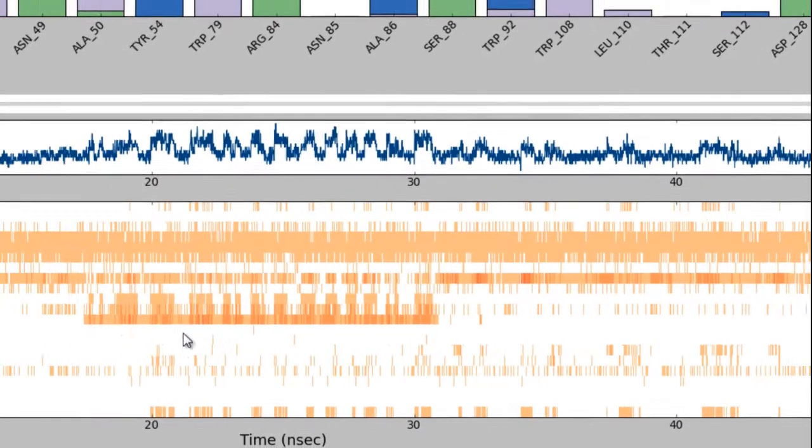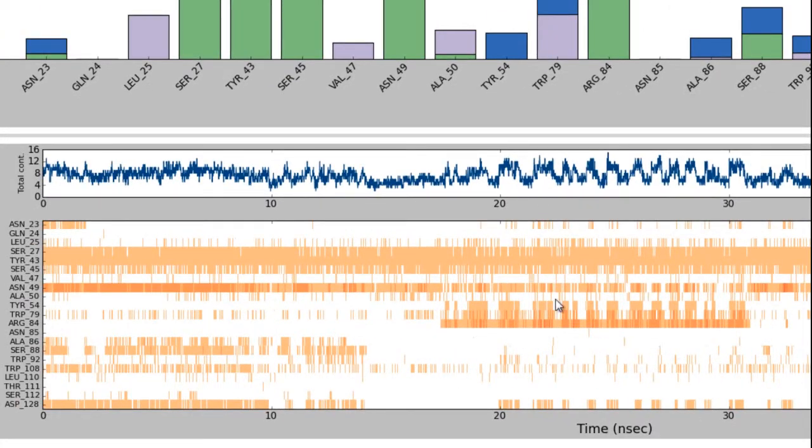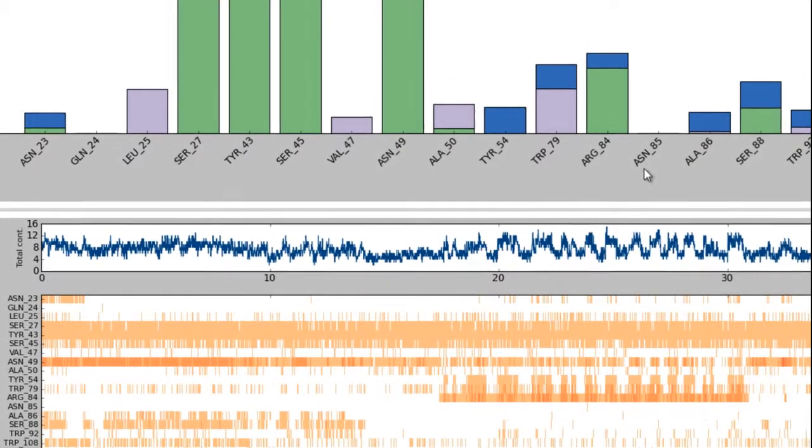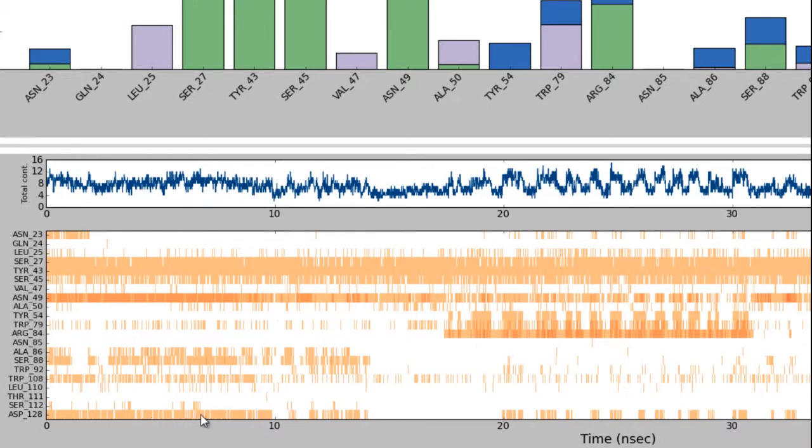So for example here, arginine 84 seemed to make most of its contacts with the ligand between the 17.5 to 30 nanosecond period, and those contacts were mostly direct hydrogen bonds to the ligand, with some mediated by water. Now asparagine 128 has a similar number of contact counts as arginine 84, but notice in the timeline that it has a lighter orange color, indicating that arginine 84, with its darker orange color, was able to make multiple contacts at a given time.